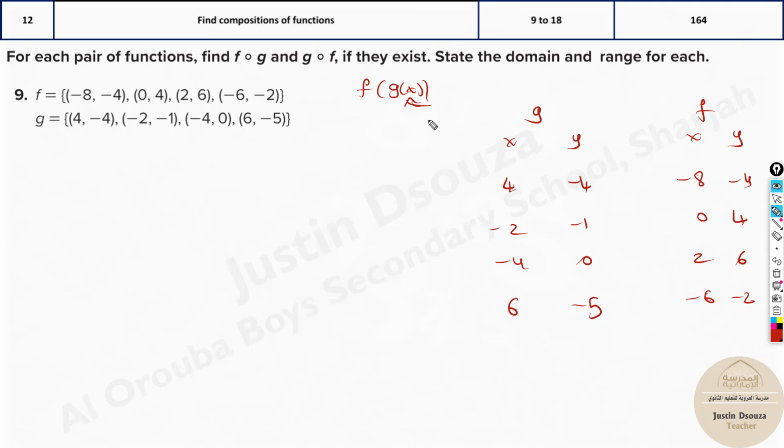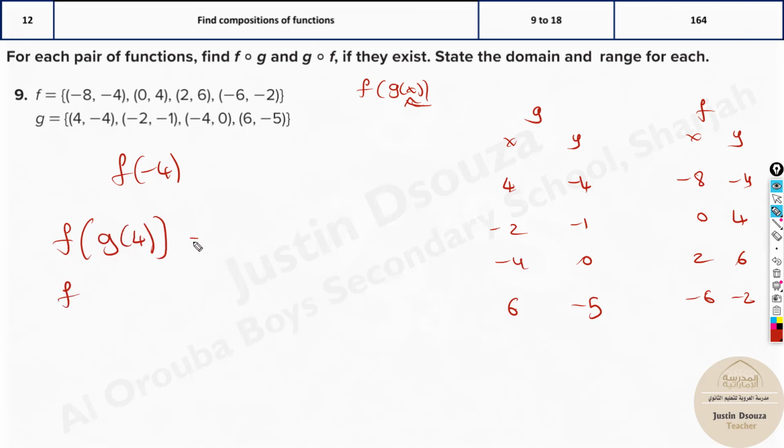Now what happens over here is, you need to start composing. See, what is g of x first? x is 4, y is minus 4. So these values will be the input of f, because g of x is the y value of g. So here, g of x becomes minus 4, for this domain value. If I write it in detail, f of g of x, it will be f of g of 4.